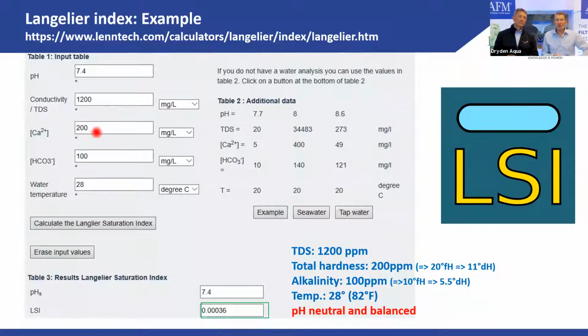Then we have total hardness of 200 ppm, alkalinity of 100, and a water temperature of 28. Now this we could change here to Fahrenheit. 28 is roughly 82.